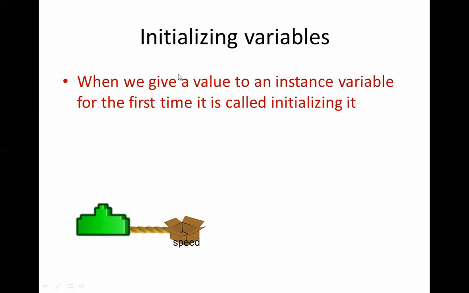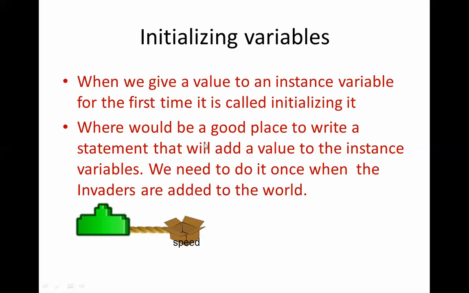Okay, so now we have an empty box. We need to stick something in there. When we give a value to an instance variable for the first time, it's called initializing it. Where would be a good place to write a statement that will add a value to the instance variables? We need to do it once when the invaders are added to the world. So when the cannon is first put in the world, we need to stick a speed in there. We need to stick a 5 in there. Where should we do that?